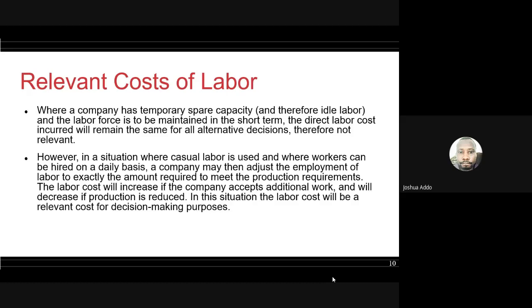Okay, then let's go. We also have the understanding that in business, deciding to undertake some project, some job, some contract or not will require the use of labor. So let's look at some general principles around relevant cost of labor, which will help us so that if you get a bigger scenario, we can bring all of these parts together and solve the question. Now let's look at relevant cost of labor.